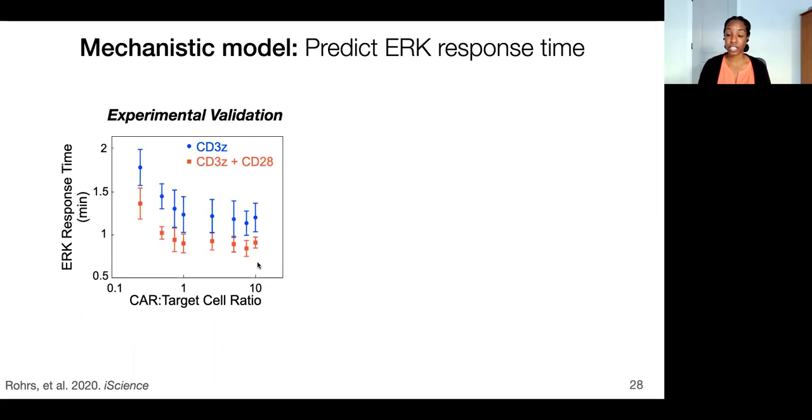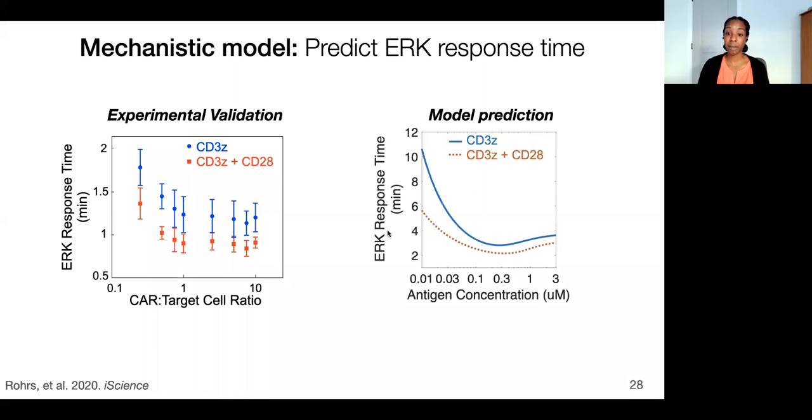And so these are her experimental results, where the blue is for the CAR that only has CD3 zeta, and red is for the CAR that has CD3 zeta along with CD28. And we see the effect of CD28 in speeding up the response time. So that curve is below the blue curve. And just to remind you, these are the model predictions. So again, a very nice qualitative match between the model predictions and the experimental testing.